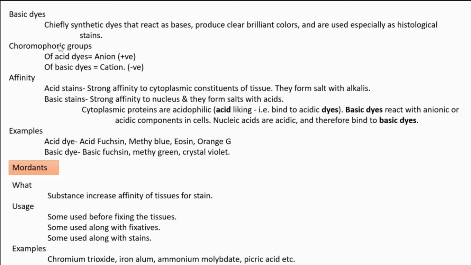Then regarding the chromophoric groups, for acid dyes the chromophoric group is an anion. For basic dyes, the chromophoric group is a cation. Chromophoric group means the stain contains two parts, chromophoric and oxochromic. The chromophoric part is responsible for giving coloration. In acid dyes the chromophoric group is an anion, and in basic dyes it is a cation. This chart is also given here.